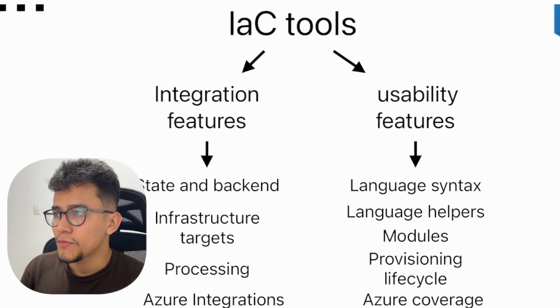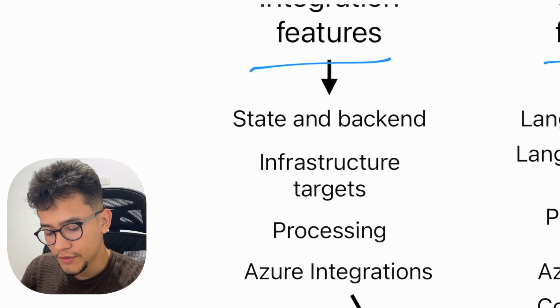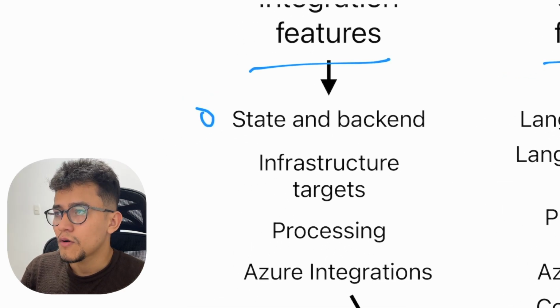The comparison is going to be divided into integration and usability features. So let's start with the integration features. Terraform uses a concept called state to store the mapping between our configuration and the real-world resources in the cloud. It also has some dependencies for each of the resources that we create. This is a JSON file and usually it is stored in a remote location, so it allows the collaboration between teams and also because usually it has sensitive information. On the other side, Bicep doesn't have a state file. Instead, it relies on incremental deployments.